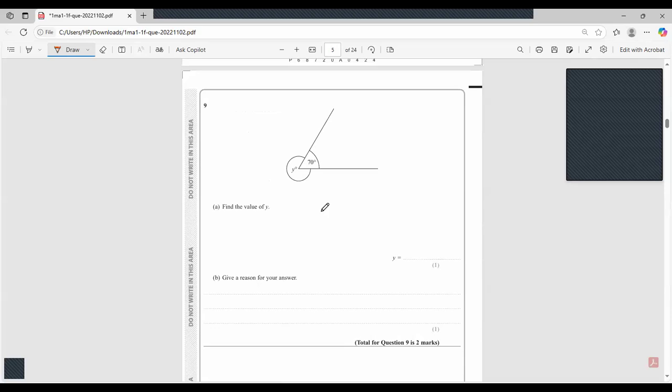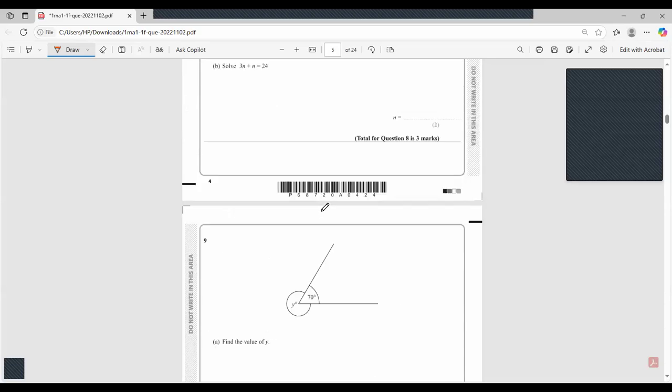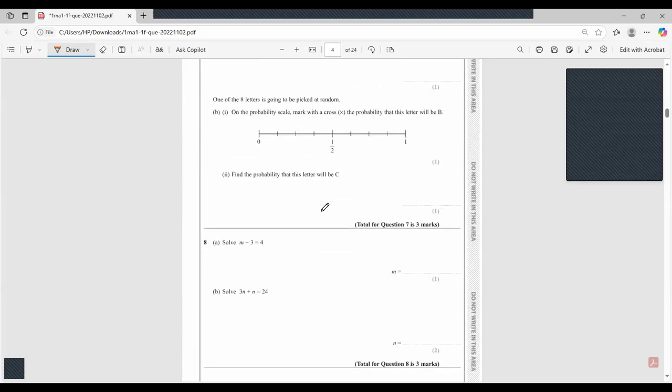Angles at around the center, or angles at a point, isn't it? Yes. Okay. Angles at a point sum up to what? 360. Correct. So that's the reason for your answer. Okay, moving on.